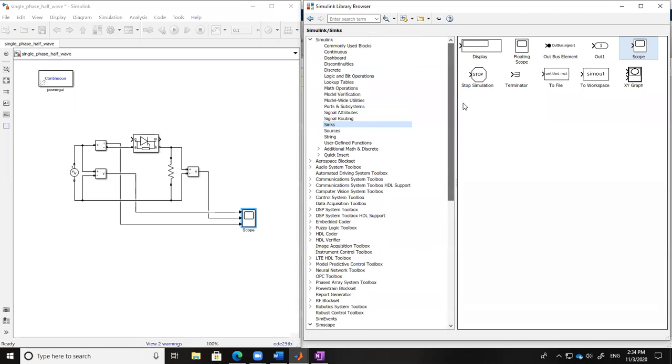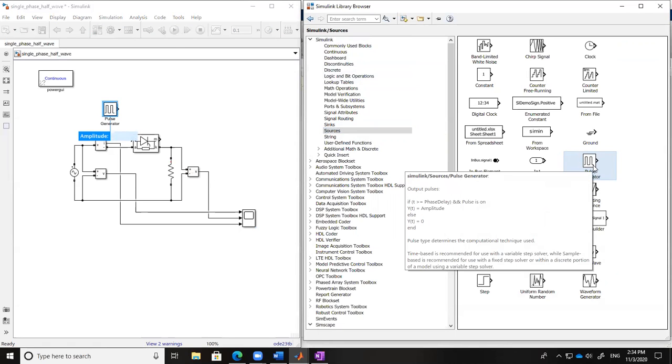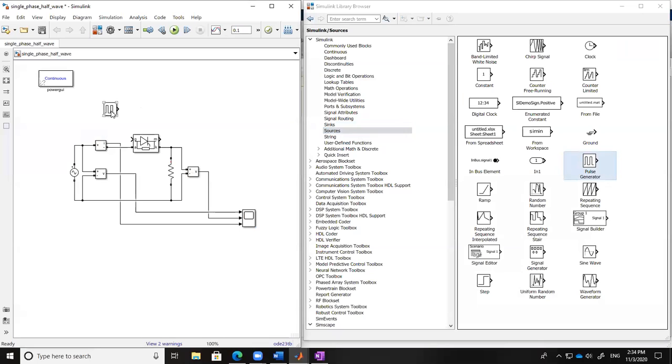To control the power electronic device, you need to apply some kind of pulse. So I will go to Simulink, go to sources, and there is one source called pulse generator. I will bring that pulse generator here. You might have used this in a DC-DC converter. Have you used the pulse generator before?